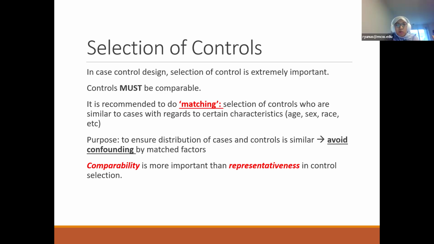And that's why you will always find people saying that comparability is more important in control selection than representativeness, right? So that means when you sample your control group, that is the first criteria. You must make sure they are comparable to your cases. Whether they're representative or not, that is a secondary issue.